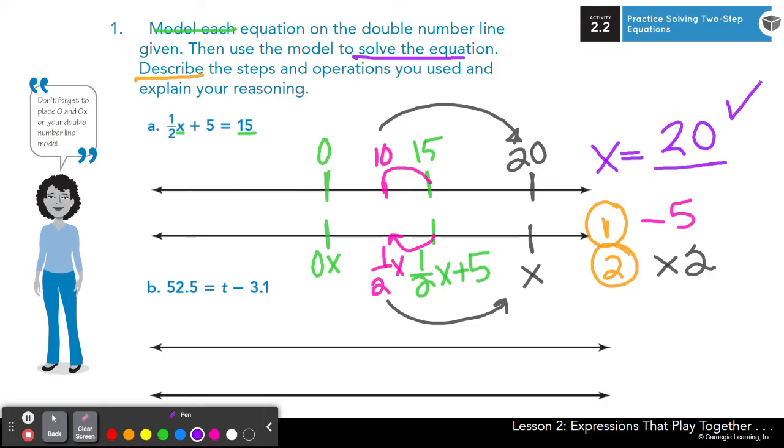If your work looks slightly different than mine, that is okay, as long as you've got the correct work and the conceptual understanding of how the double number line works. If you need to pause here to take these notes, go ahead and do that now.